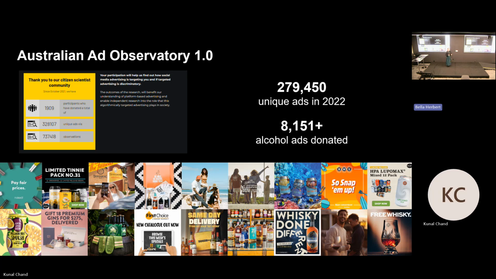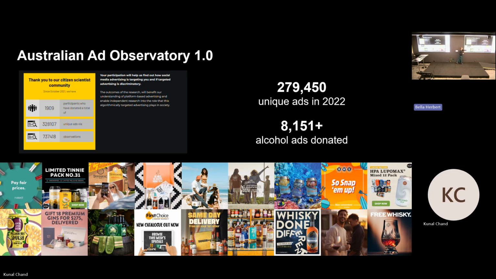So we ran that project for about a year. We had, as you can see here, almost 2,000 people across Australia donating their ads to us. And we collected over 200,000 unique ads in the study. And that included about 8,151 alcohol ads. And so my question was really about who sees what ad?